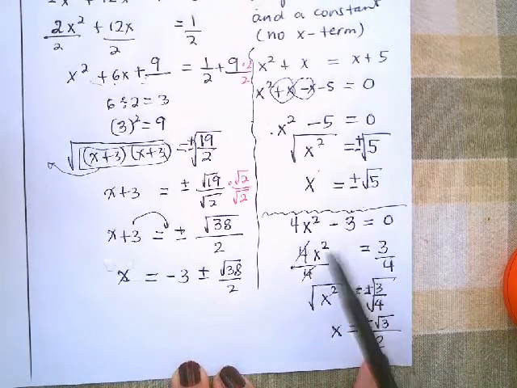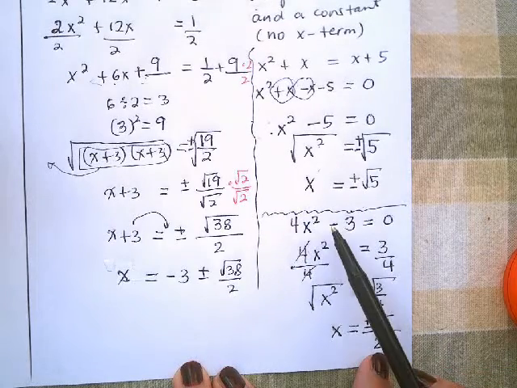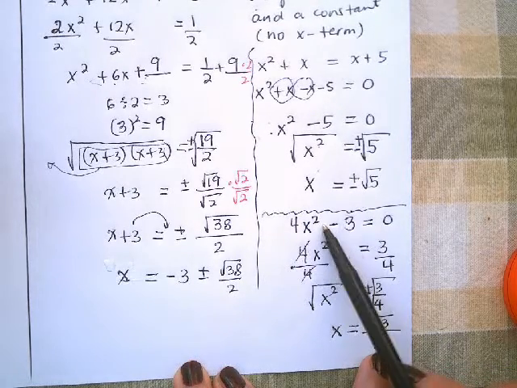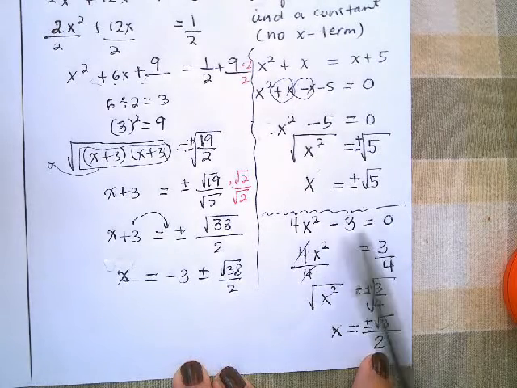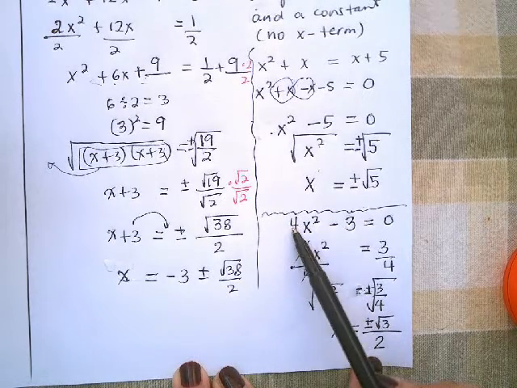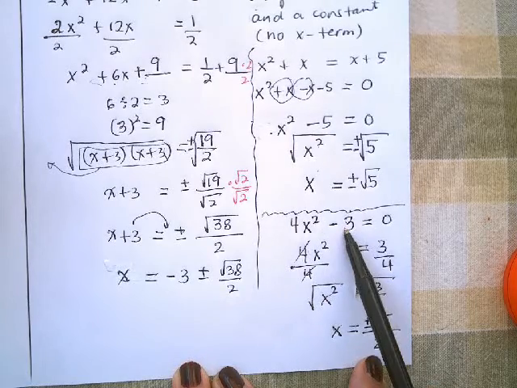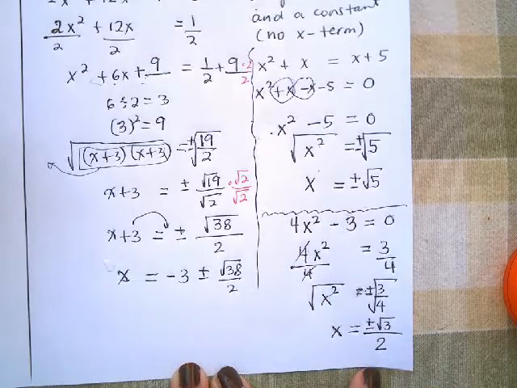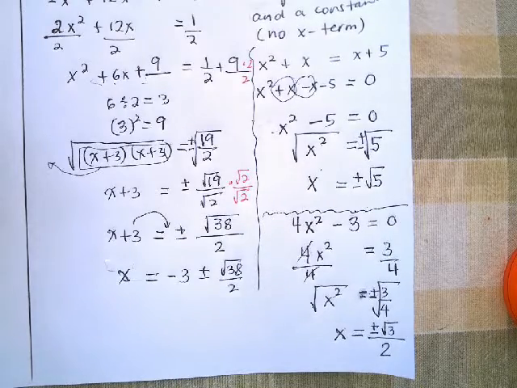But don't forget that you can also use completing the square here. You can use quadratic formula. Your b is 0. There is no x term. So if you want to use quadratic formula, this is your a, your b is 0, and your c is -3. So those are all the 4 steps of solving a quadratic equation.